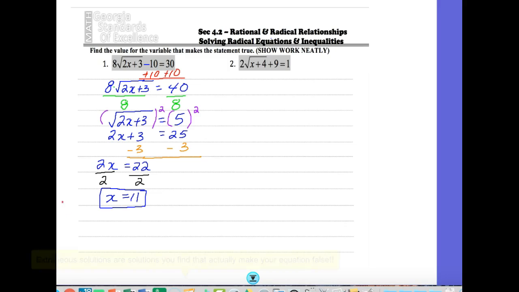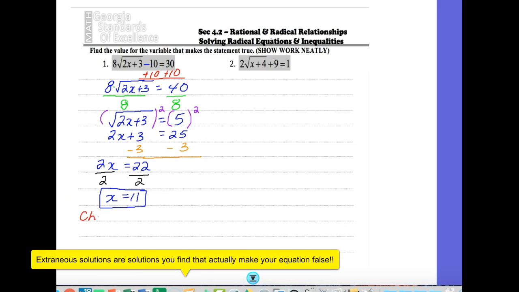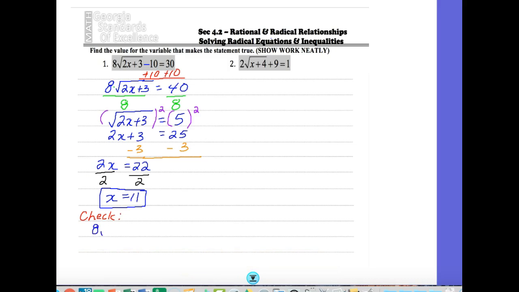If I go ahead and check this, what you're going to do is plug in your value for x. You're going to have 8 times the square root of 2 times your x value, and we're going to check to see that makes 30. So you got to plug 11 in for x. That's what you found x to be. Oops, we wanted red there, but that's okay. Red 11.